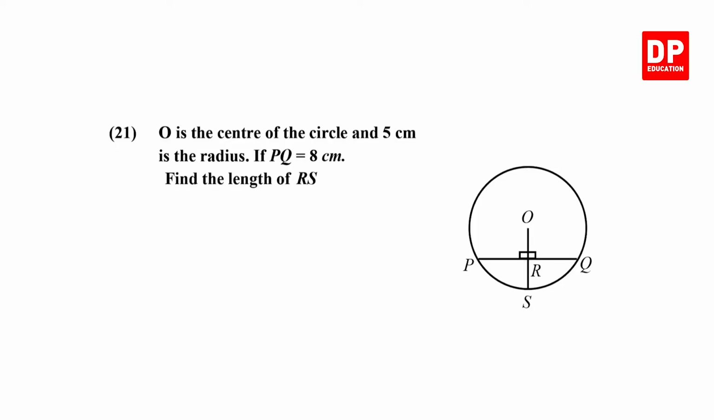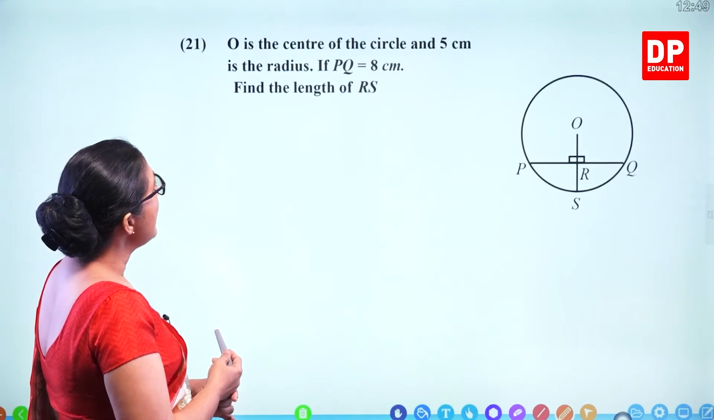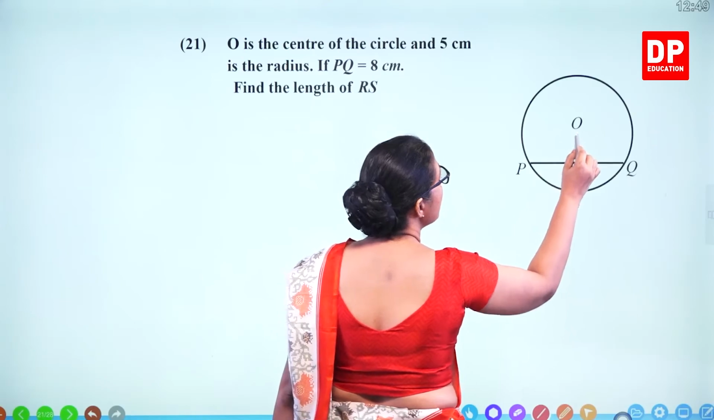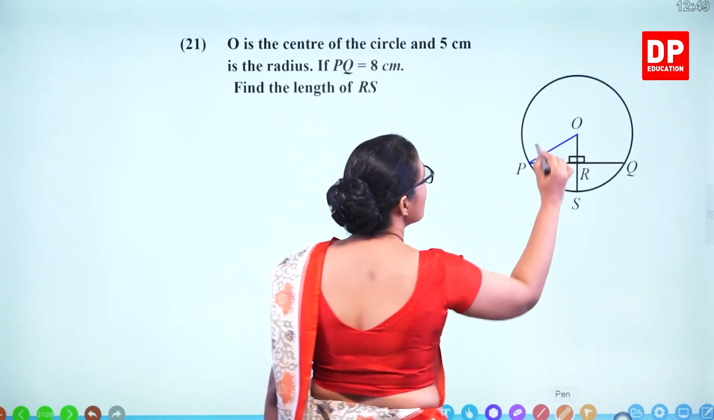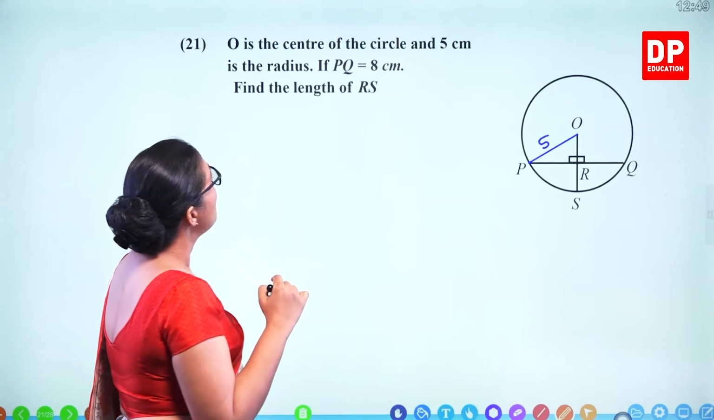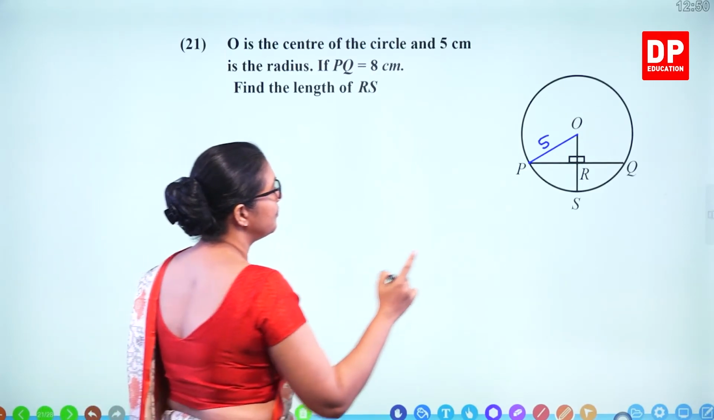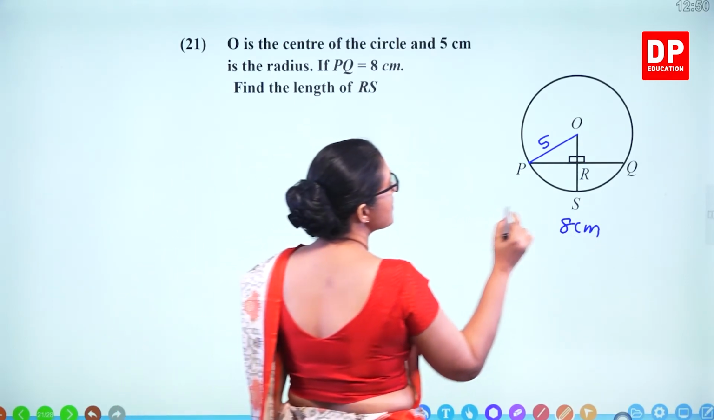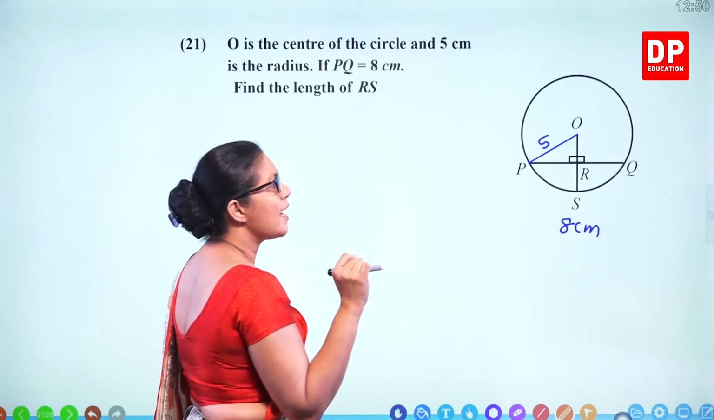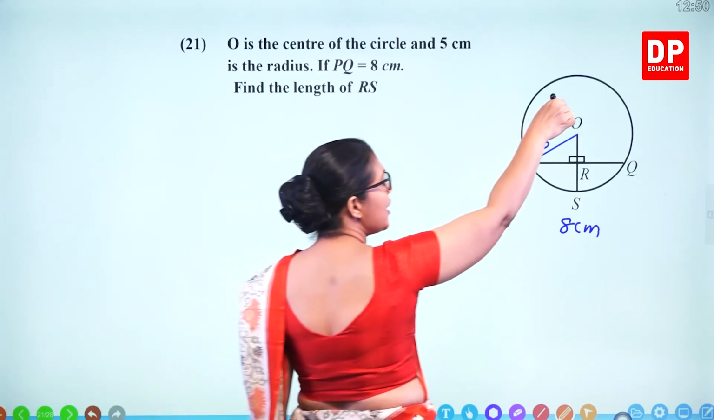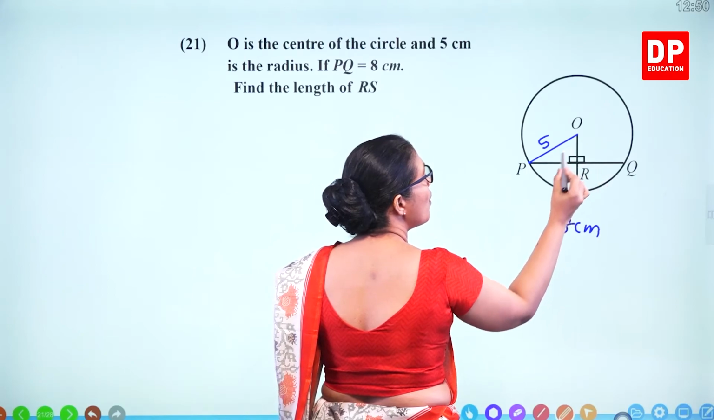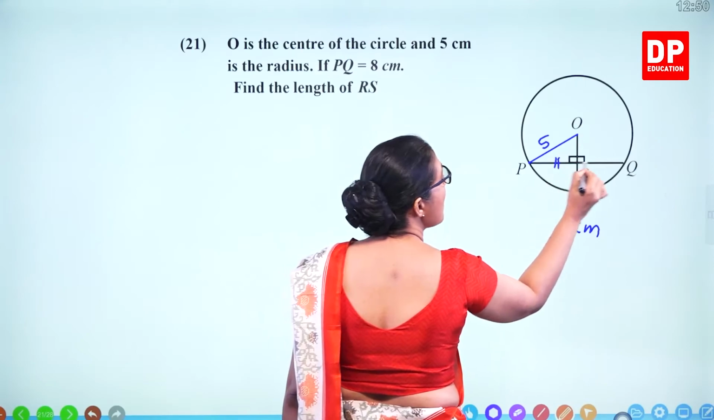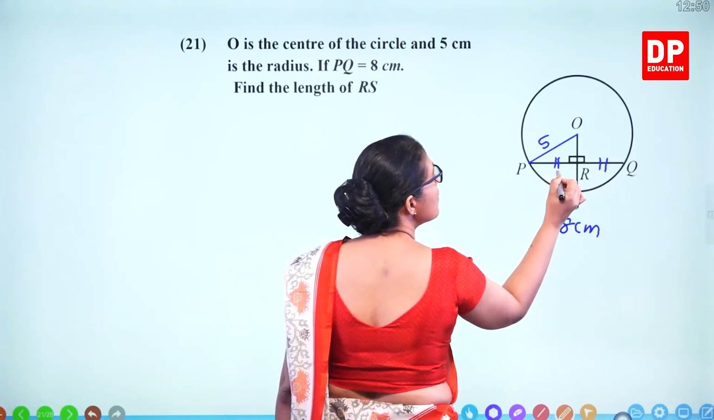Question number 21. O is the center of the circle and 5 centimeter is the radius. So we'll connect. This is 5. PQ is 8. This whole thing is 8. Find the length of RS. So this length. Now look carefully. This perpendicular is drawn from the center O. So that means it bisects the chord. These two lengths are equal. The whole thing is 8. So this is 4.